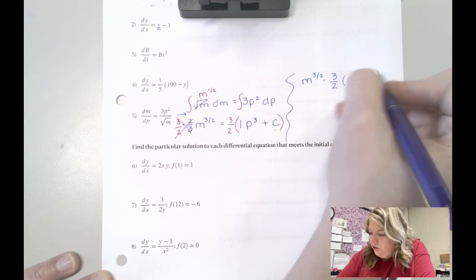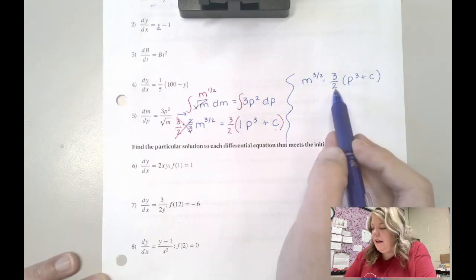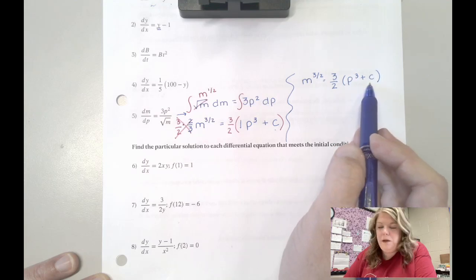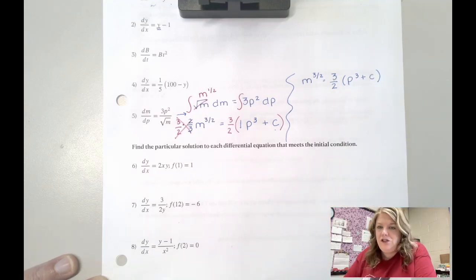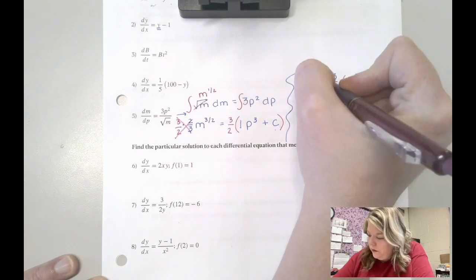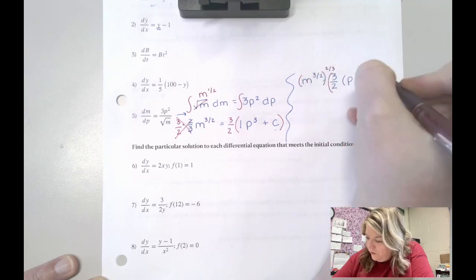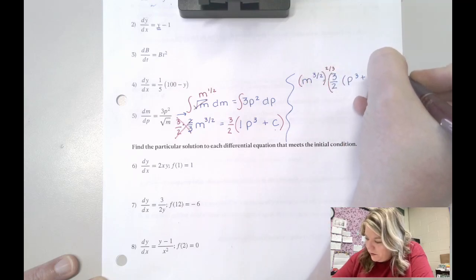Now, should I distribute it? Sure. Do I need to? Not really. And I could just put it in front of the p cubed and then again just say, hey, the c is just kind of changing behind the scenes. And that's okay. And then I'm going to raise this to a power of 2/3 to get rid of it, which means all of this is getting raised to the 2/3 power.